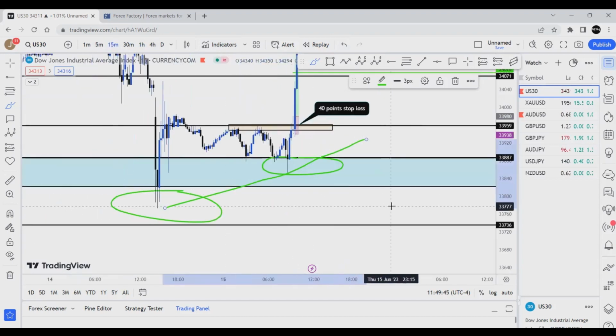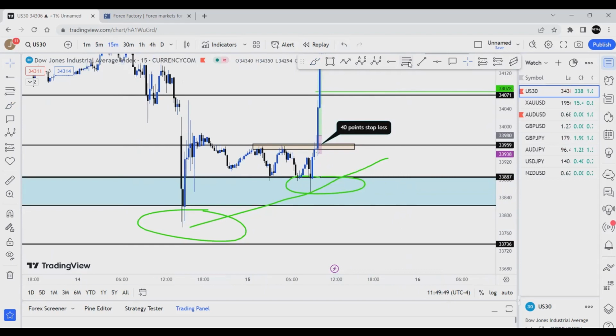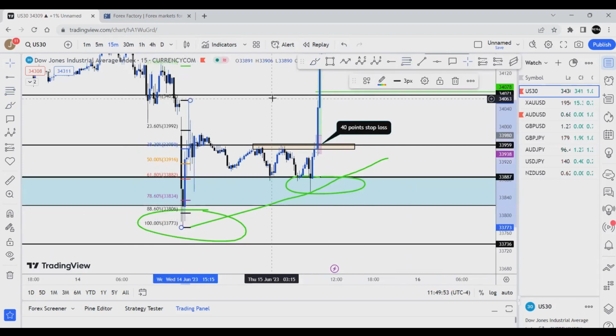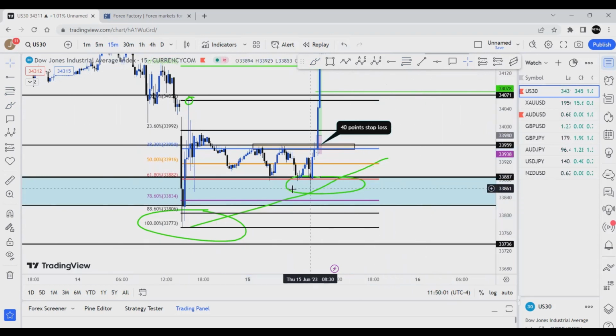Next, what I want to do is look at another confluence, which is the fib retracement. From this wick low to this wick high right here, I draw my fib from low to high and stretch that across. And I notice, let me just delete this for a second.